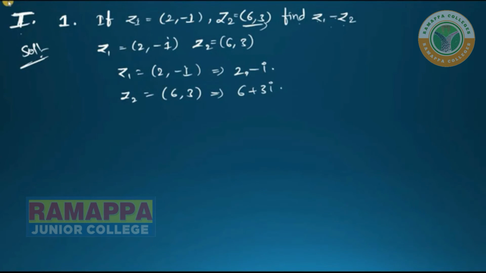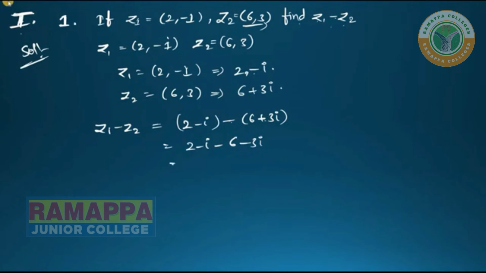So z1 minus z2 here is equal to (2 minus i) minus (6 plus 3i). So it will become 2 minus i minus 6, minus into plus, minus 3i. Here 2 minus 6 is equal to minus 4, and minus 4i. So the answer is (-4, -4).